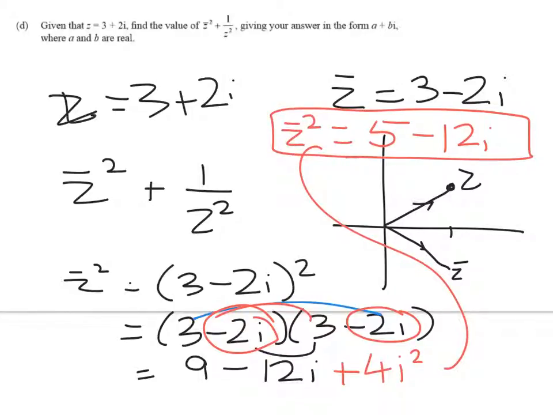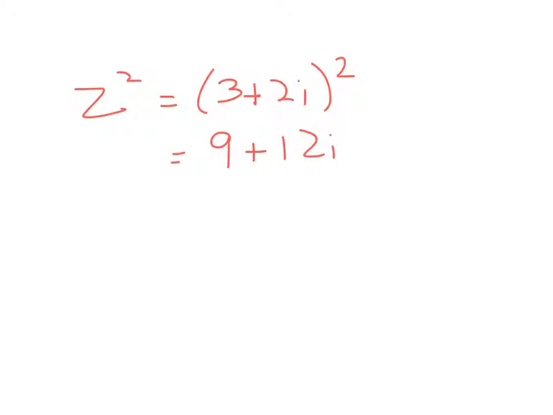I'm doing the working for the two bits separately because this bit here is going to involve multiplying by the conjugate of the denominator, so I'll split it out into two bits. That's the first bit. I'll do a new slide now. So what's z squared? Well, z squared is 3 plus 2i squared, and that's equal to 9 plus 12i minus 4 again. So that equals 5 plus 12i.